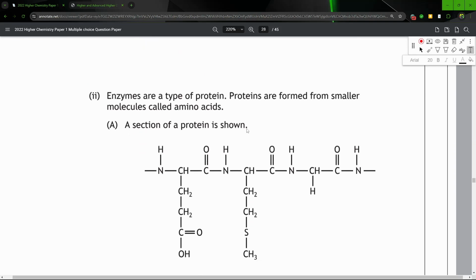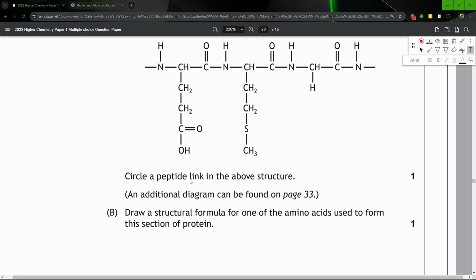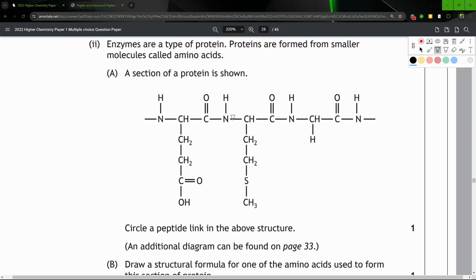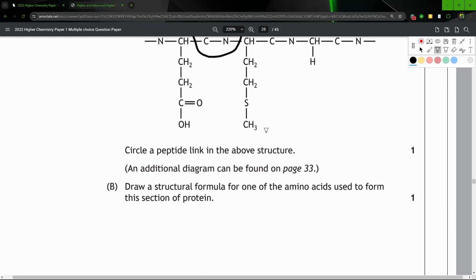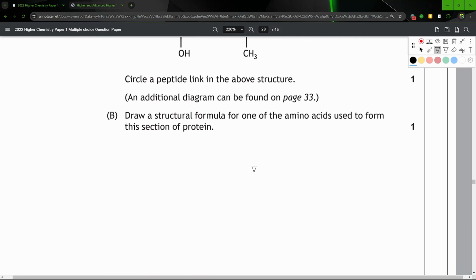Enzymes are a type of protein. Proteins are formed from smaller molecules called amino acids. The section of a protein is as shown. Circle a peptide link in the above structure, and there's loads of these, but they're all going to look like one of these. So you can choose any one of them.